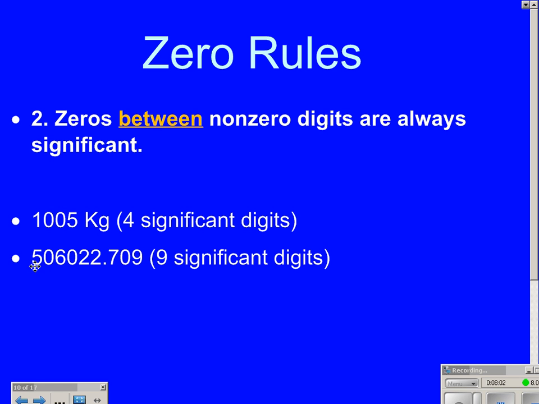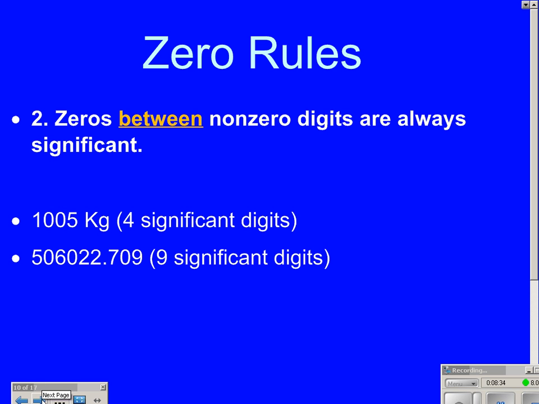Okay, second example. We have a 5, obviously significant because it is not a 0. A 0, a 6. We've got a 0 in between them, so that counts as significant. So we've got 1, 2, 3 significant digits, another 0, which counts because it's between the 6 and the 0. So you get to counting, and here's another 0, which is also significant because it's between 2 non-zero numbers. So all of these digits, all 9 of them, are significant digits.